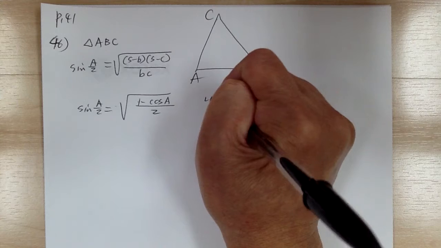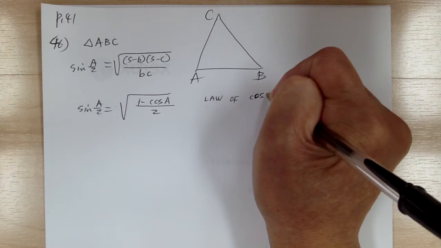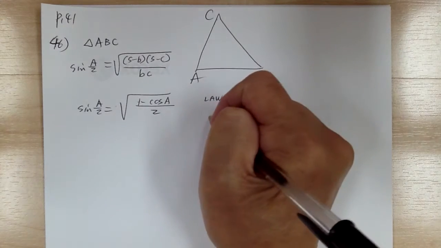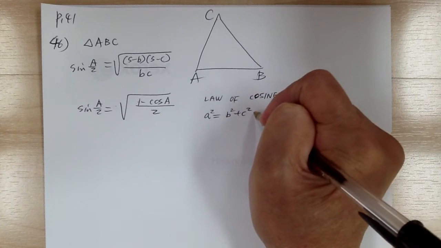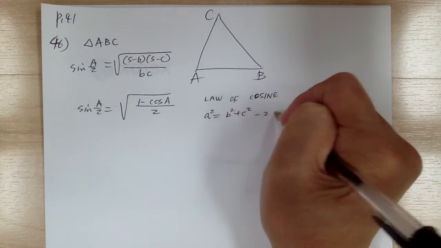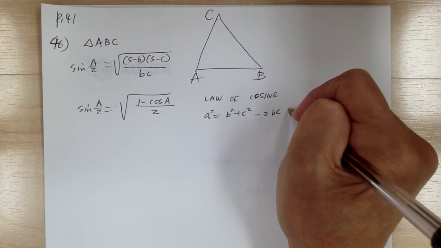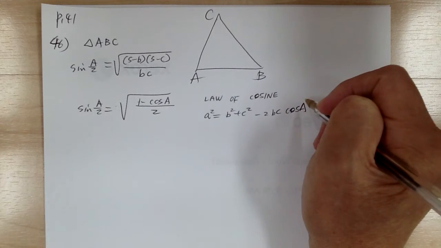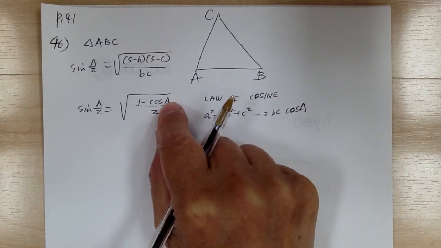We're going to use the law of cosines for angle A. So you're going to get A squared equal to B squared plus C squared minus 2BC cosine of A. And what we're going to do is solve for cosine of A and substitute into here.